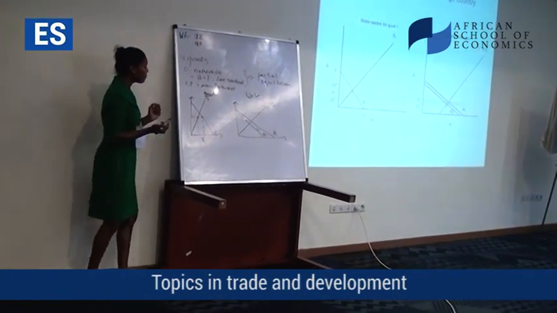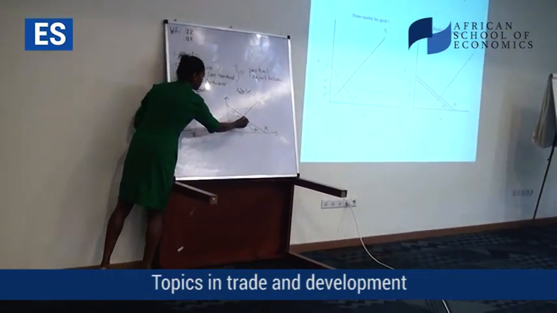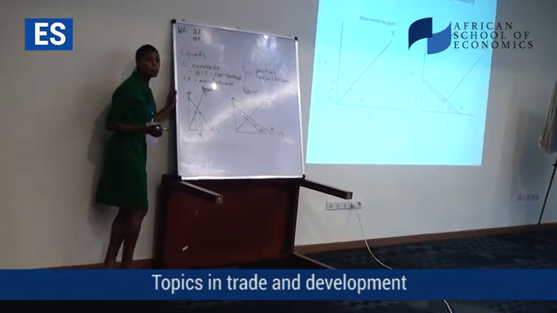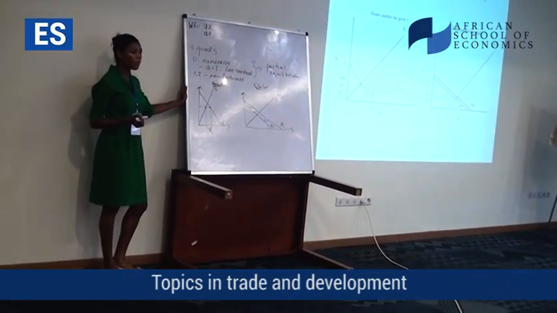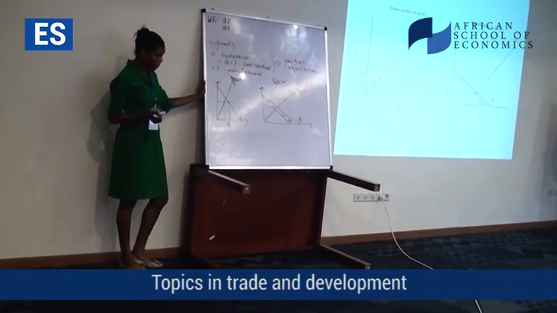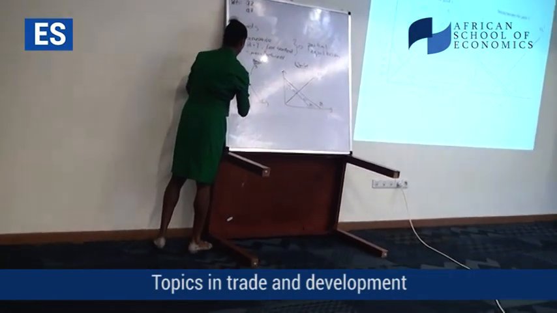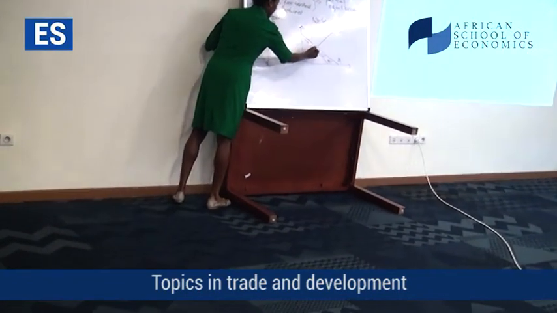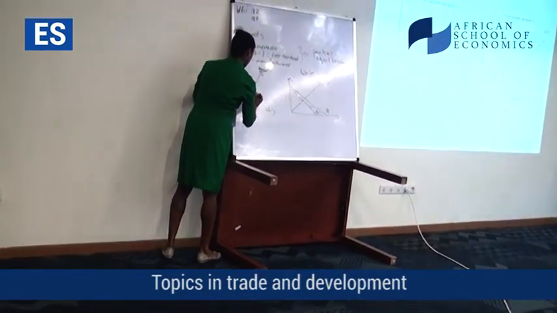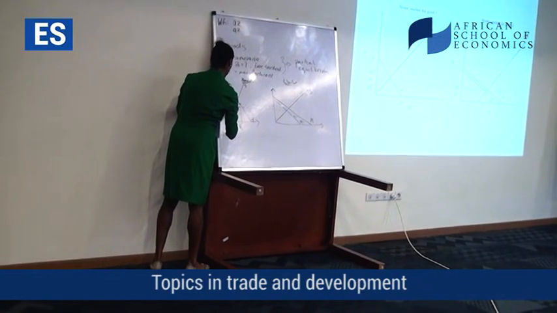And as import demand falls, what happens to world prices? Up or down? Down, exactly. So this was our world price before. I'm going to call it P star. And now world prices fall to P star prime.